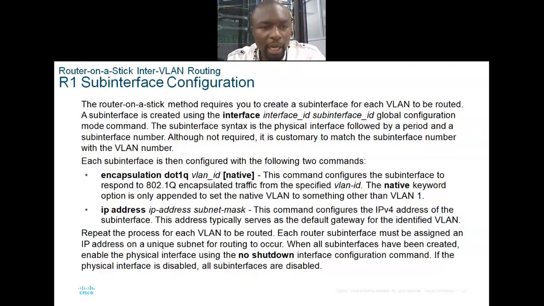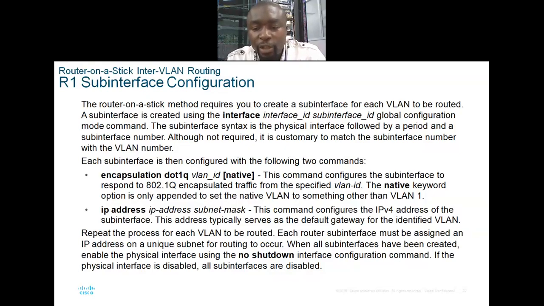Each sub-interface is then configured with two commands: encapsulation dot1q, then your VLAN ID, then native. The native is you telling it the native VLAN. Then you give it an IP address. These are the two commands that you would have to do for each sub-interface you configure on the router. Repeat the process for each VLAN to be routed.